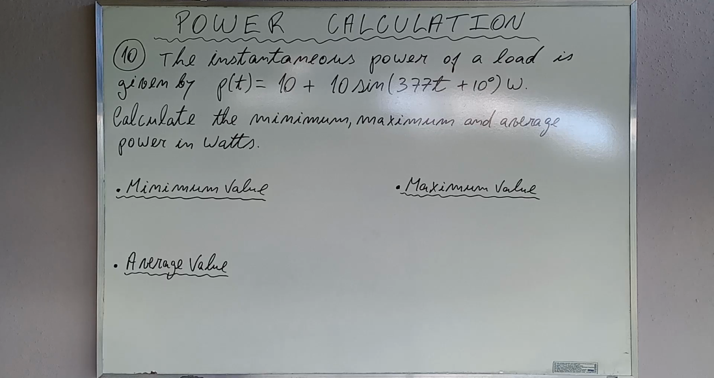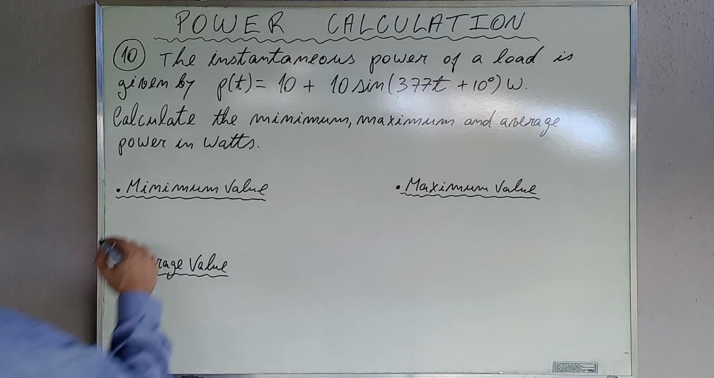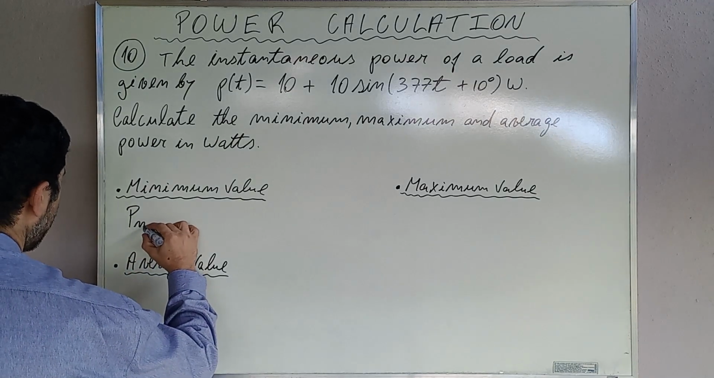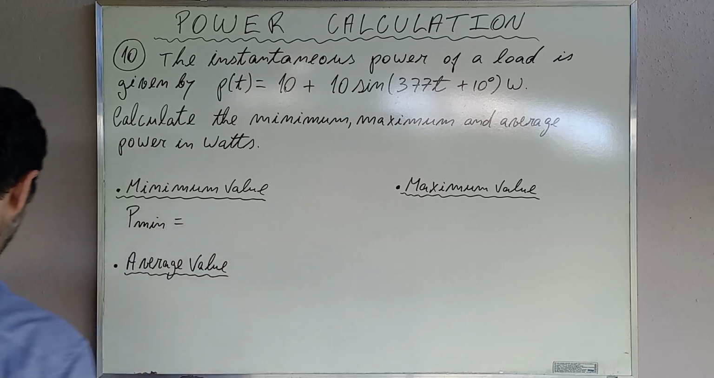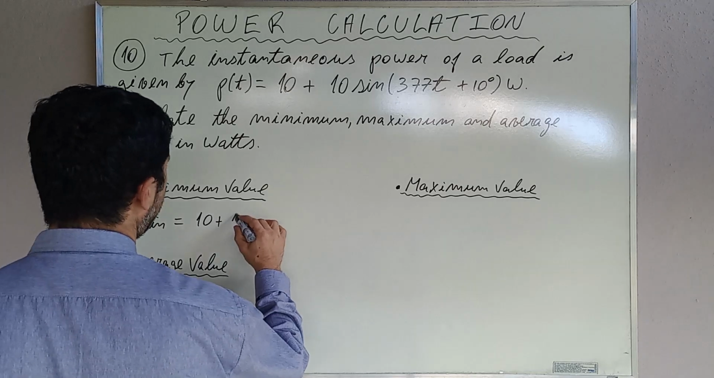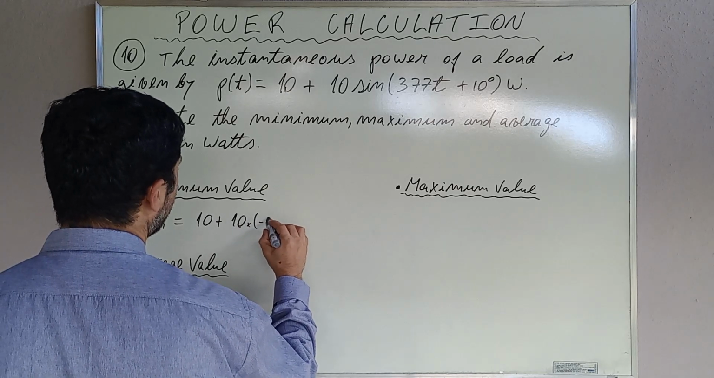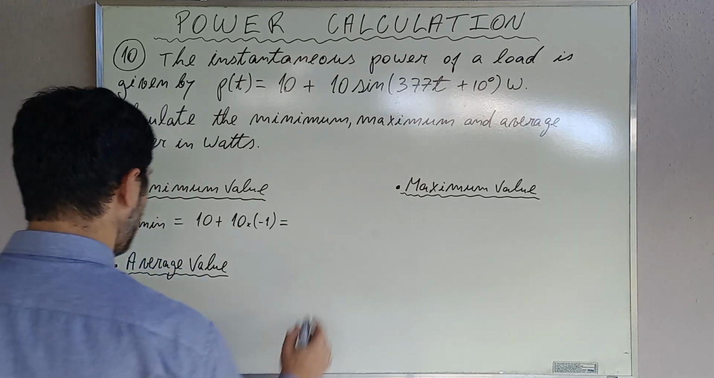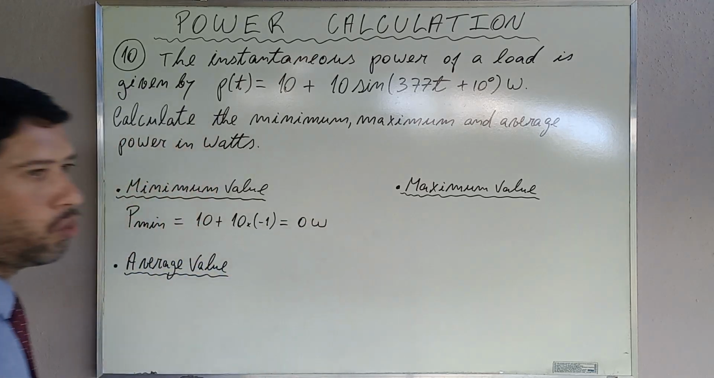Let's go to the solution. Observe that the instantaneous power depends on the value of the sine function, which varies between -1 and 1. Therefore, the minimum value will be P minimum is equal to 10 plus 10 times -1, which is equal to 0 watts.